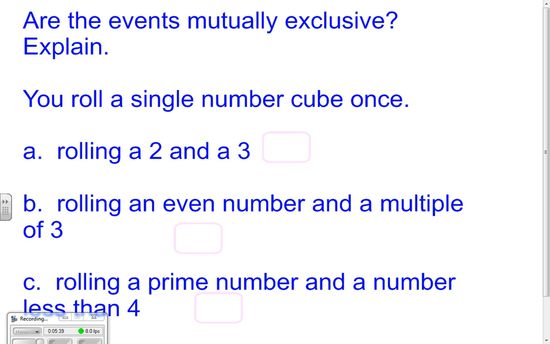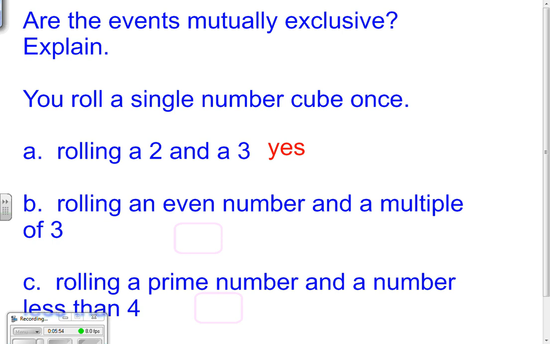So you roll a single number cube one time. Can you roll a 2 and a 3? And the answer is no. You only roll one time. You cannot roll a 2 and a 3, which means that they are mutually exclusive.